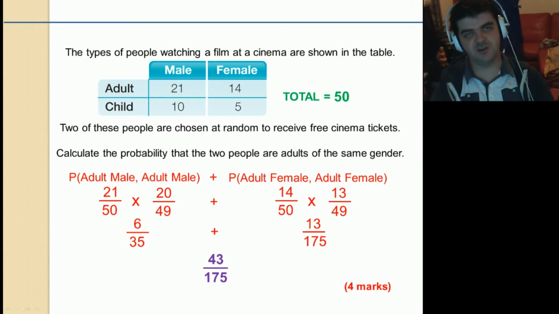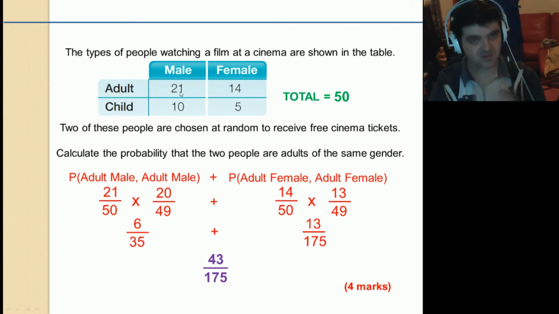So the first thing you've got to do is add up all those together. There were 50 people. And it's conditional probability. If I pick one person, an adult male, at random, it's going to be 21 over 50. If I pick a second male, it's going to be 20 people out of the 49. Multiply those two together, I will get 6 over 35.